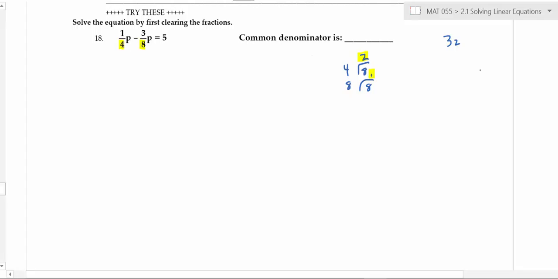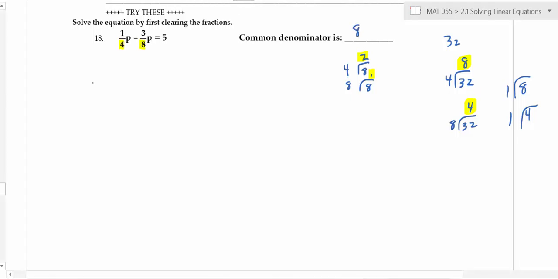If you used 32, and I suspect some of you did, here's what would happen. You'll still get the same answer, but 4 goes into 32 8 times, 8 goes into 32 4 times. And notice that there's something that still goes into 8 and 4. There's something bigger than 1 that goes into that, so that means that's not the smallest common denominator. So I'm going to use 8.